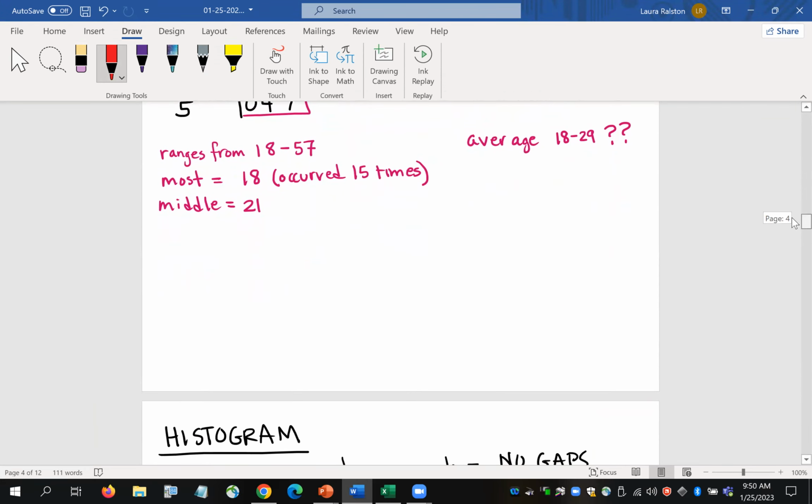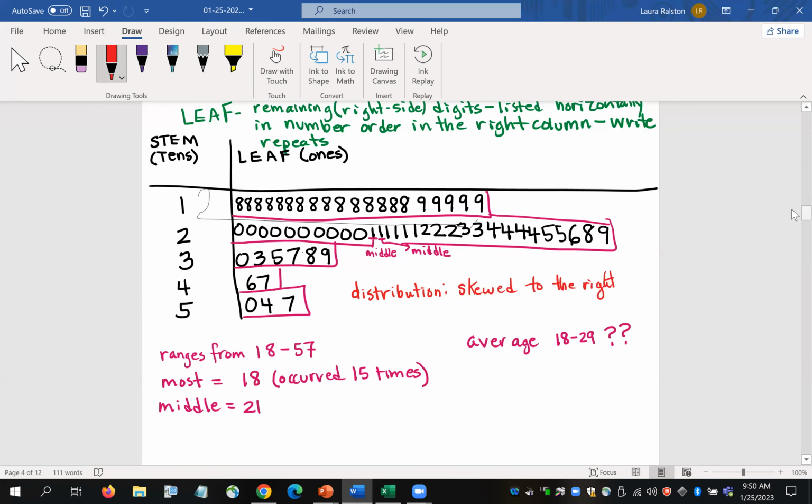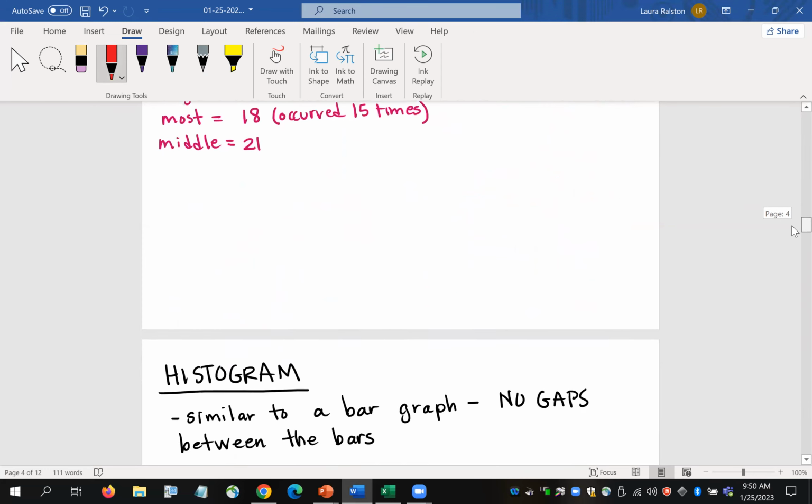Minitab will do a stem and leaf. It may look a little bit different, and I'll show that to you in just a few minutes.